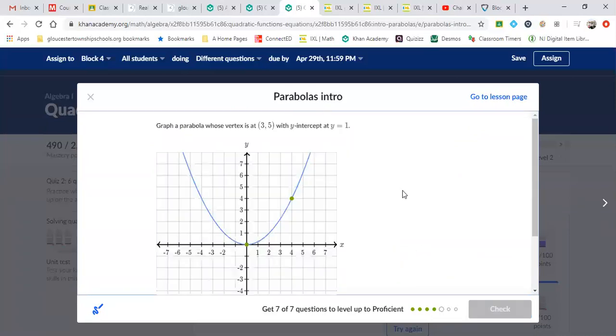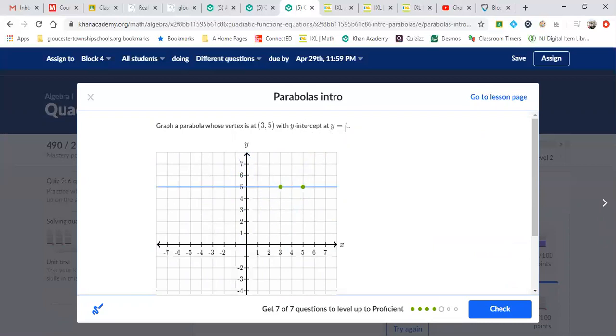This is where it gets a little fun. I think I did this one in the video before. Vertex is at (3, 5), and the y-intercept is at 1. Well, I have 2 points that I can move around to manipulate this parabola. One of them is the vertex point, this one. And one of them is just a random point on the side of the parabola. So I'm going to take my vertex point and put it where they tell me. They tell me to put the vertex at (3, 5). So I'm going to put this vertex at (3, 5).